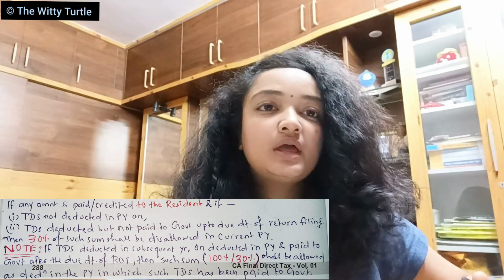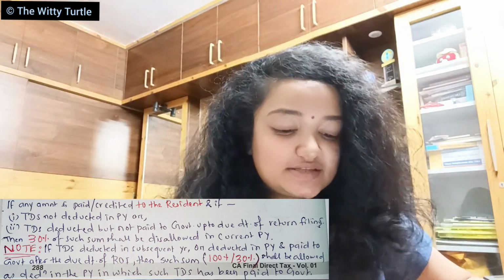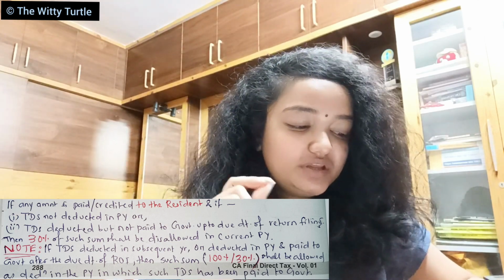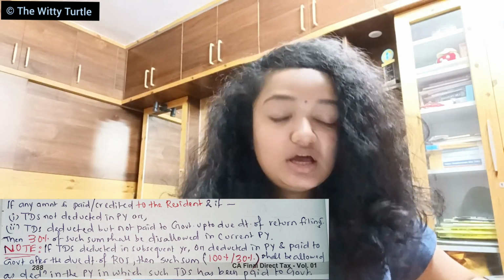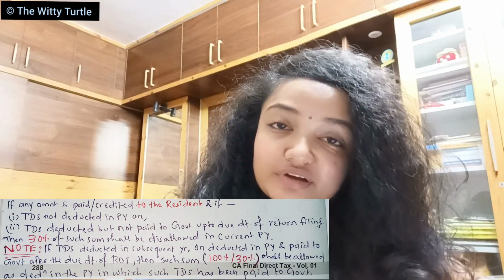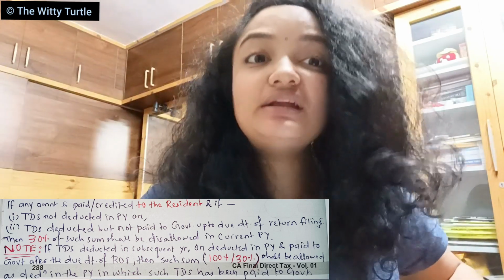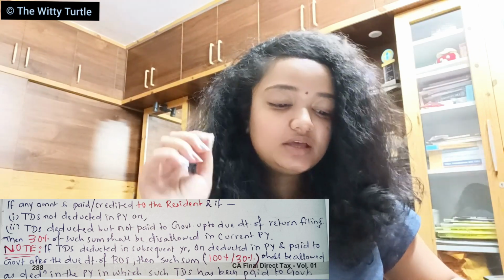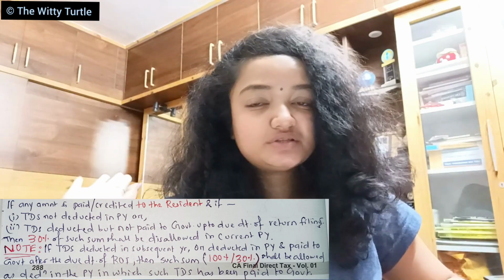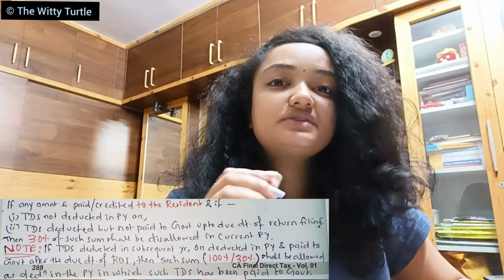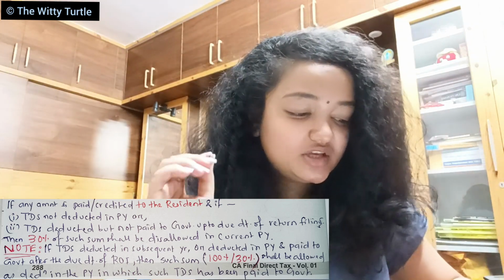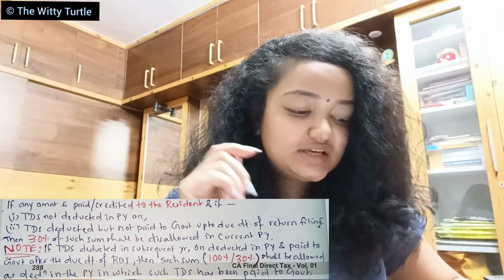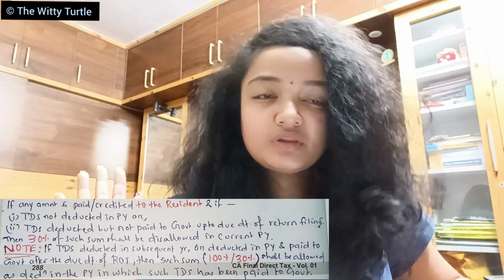In this section also, it says that if TDS is deducted in a subsequent year, or deducted in the previous year and paid to the government after the due date of return filing of that previous year, then such sum, which is 100% in the previous case and 30% in the current case of a resident, shall be allowed as a deduction in the previous year in which such TDS has been paid to government.